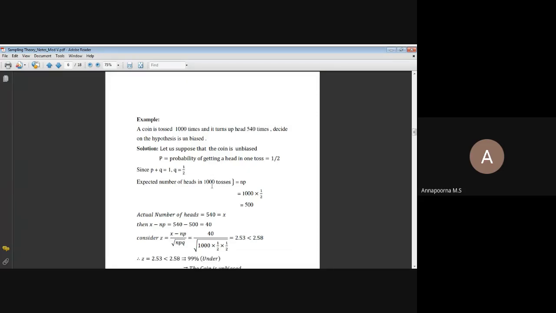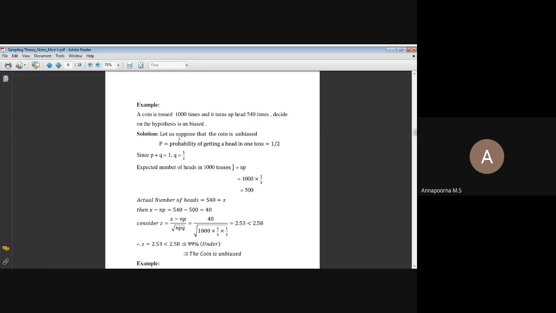So how to solve this? Let us assume that the coin is unbiased. So therefore the hypothesis is what? The hypothesis is the coin is unbiased. Now let us calculate the terms of this Z expression. I want to calculate Z, so I want N, P, Q and X.